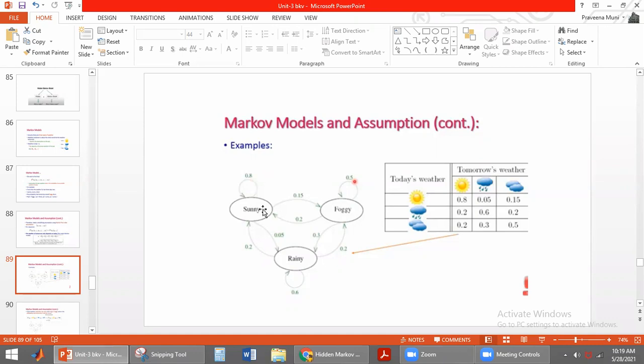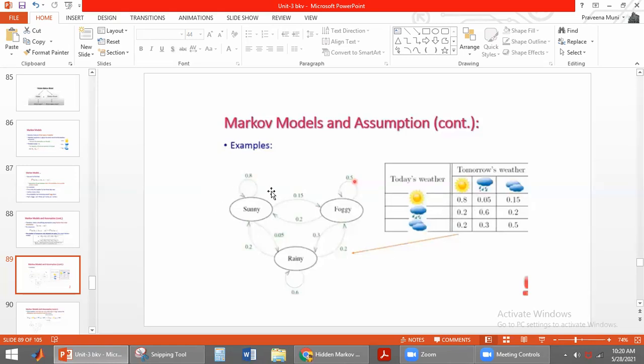If today's weather is sunny and tomorrow's weather is rainy, what is the probability? It is given as 0.05. If today's weather is sunny and tomorrow's weather is foggy, what is the transition? It is given as 0.015. Today's weather is rainy and tomorrow's weather is sunny. Rainy and sunny, what is the transition? It is given as 0.2.